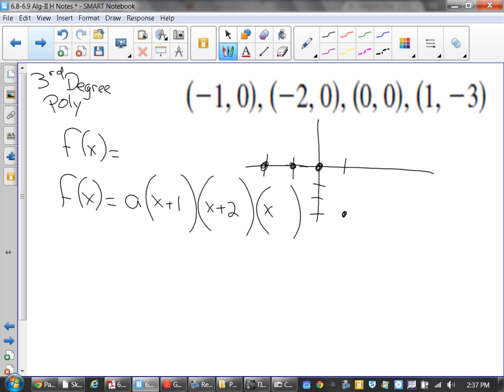So now what am I going to use to solve for A? It's the 1 and negative 3. Which one is which? Negative 3 is y. Negative 3 is the f of x, because remember, f of x is synonymous with y equals. If you want to remember that your ordered pairs go x and then f of x, it's the same idea. So we're going to substitute in negative 3 and 1.